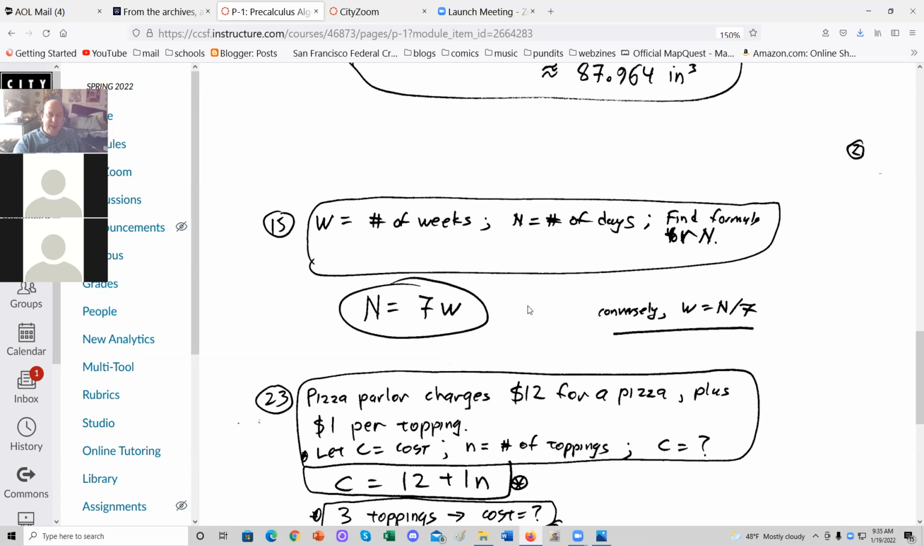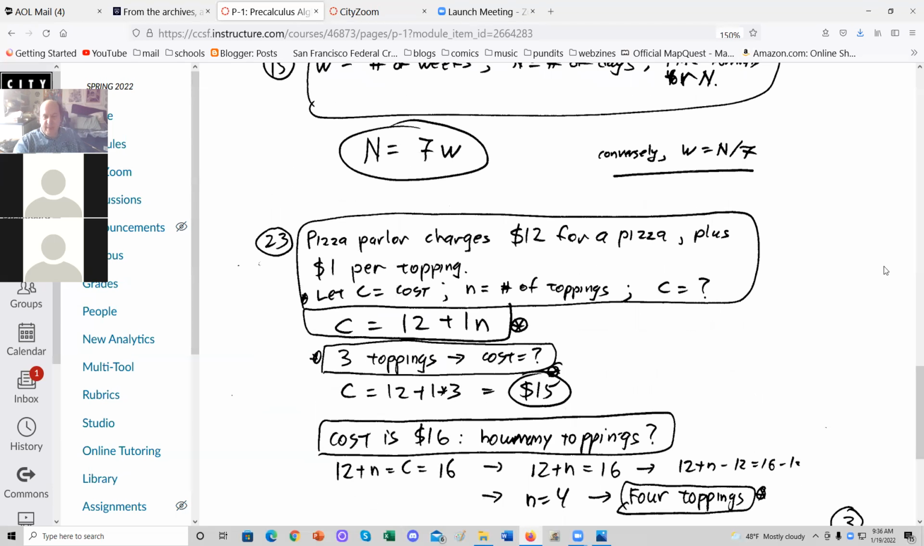The problem is that when you're saying the week is 7 days, it tempts you to think that W equals 7 times N. That's wrong. It's N equals 7 times W. I would recommend doing a couple of examples in your head just to make sure you get the formula right. Conversely, W equals N divided by 7. The number of days divided by 7 is the number of weeks.